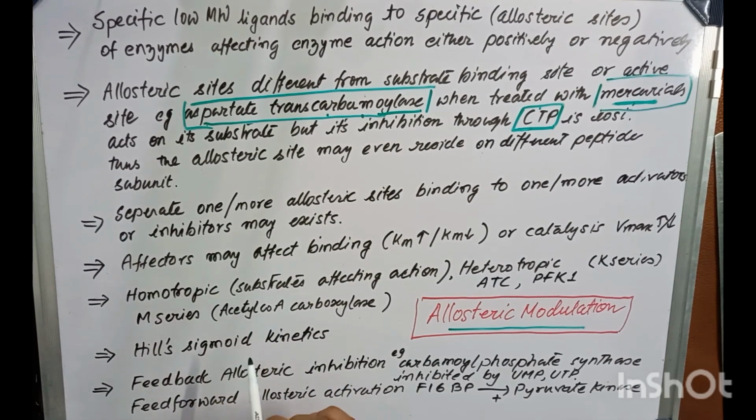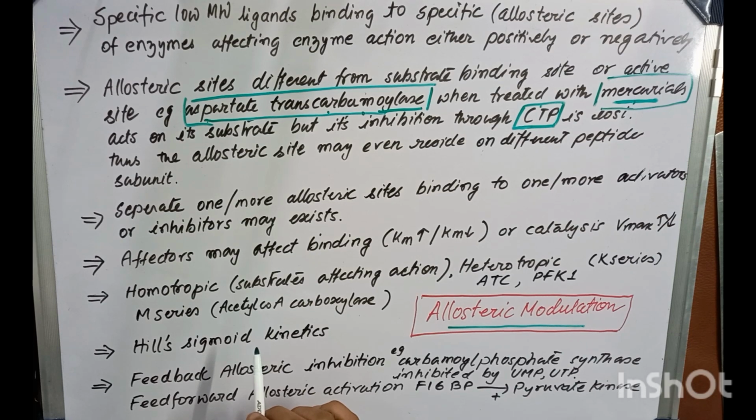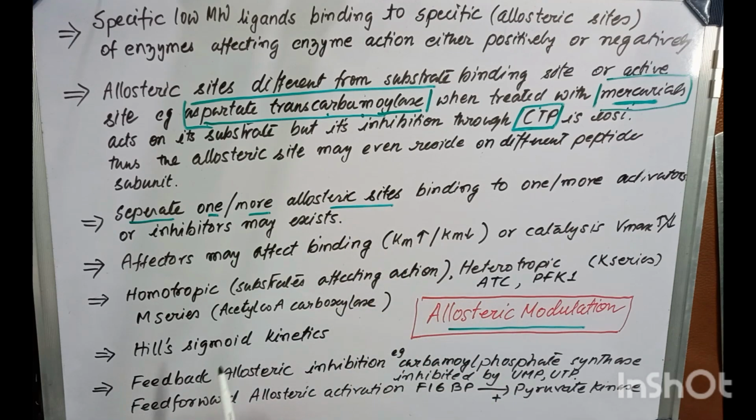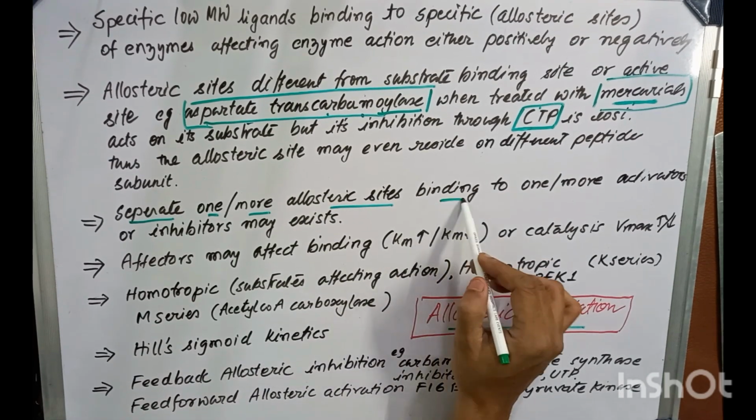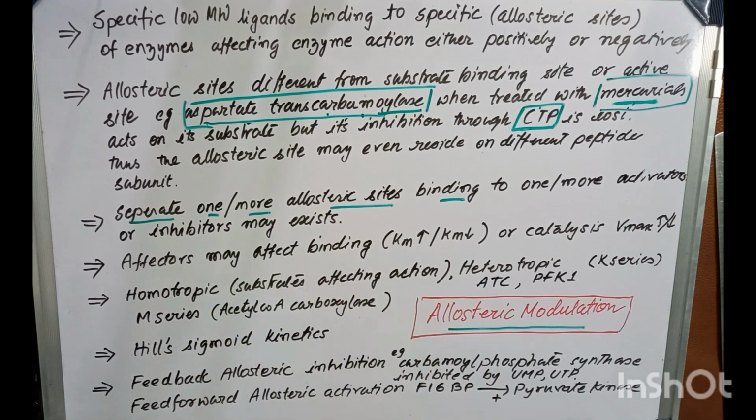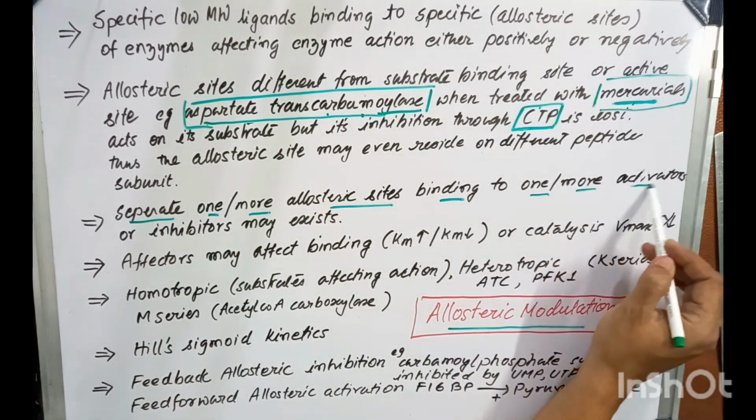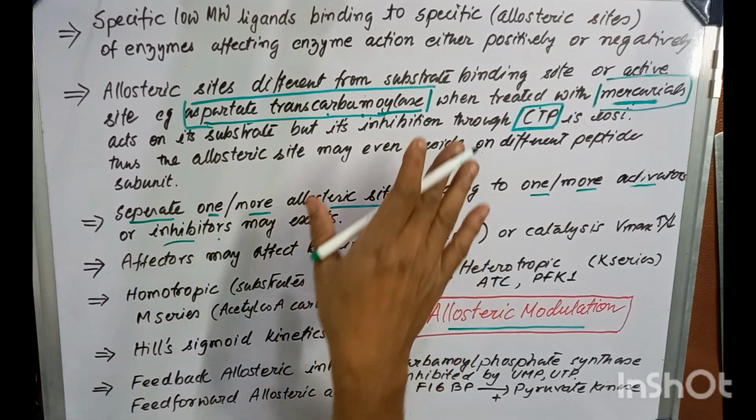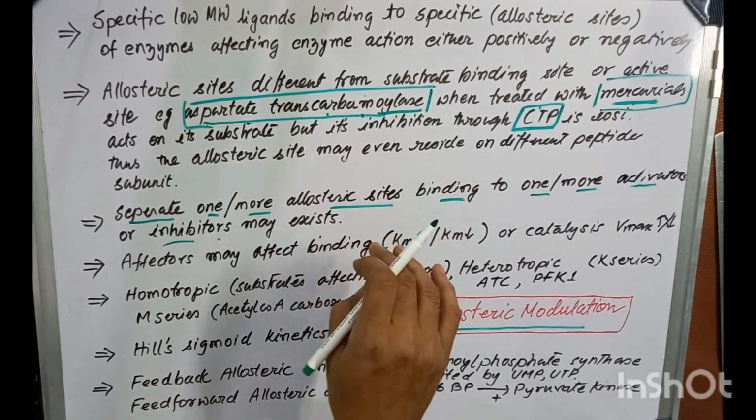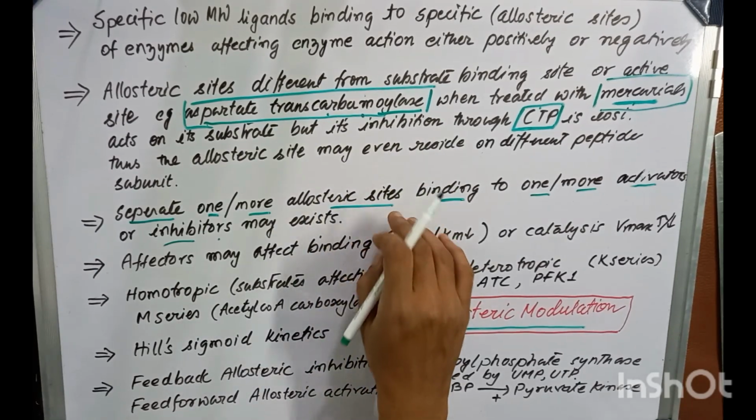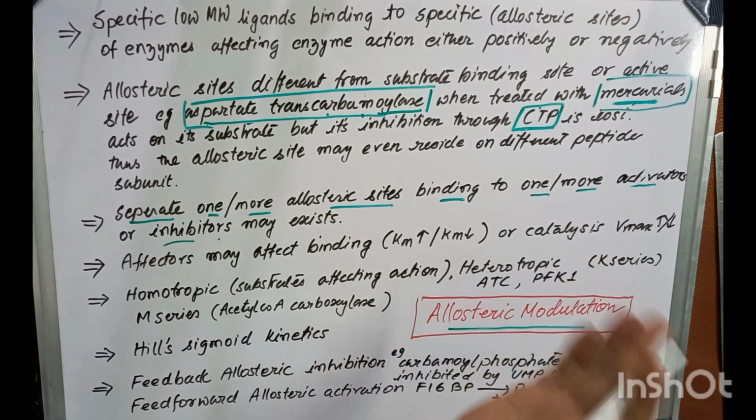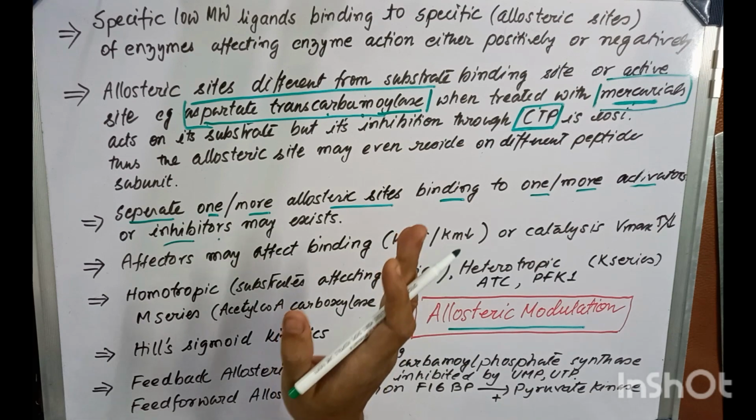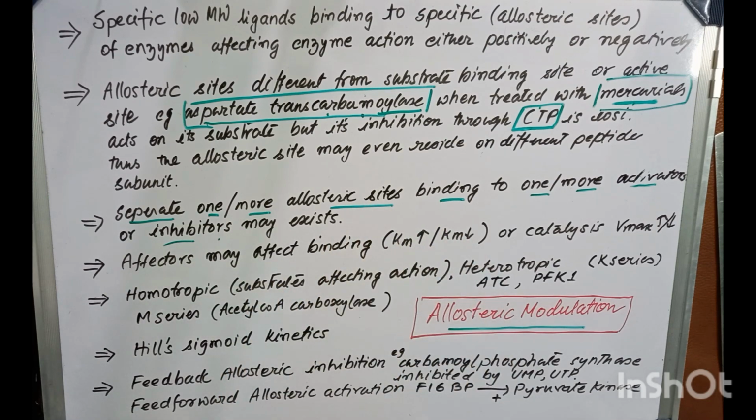And the third point is that these allosteric sites are separate. There can be one or more allosteric sites binding to one or more activators or inhibitors. These allosteric sites can be one or more, and there may be inhibitors binding to this enzyme and inhibiting it, at the same time activators binding to the enzyme and stimulating it.